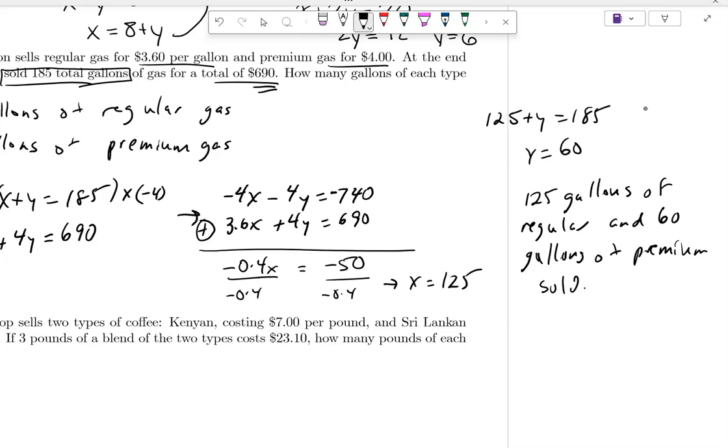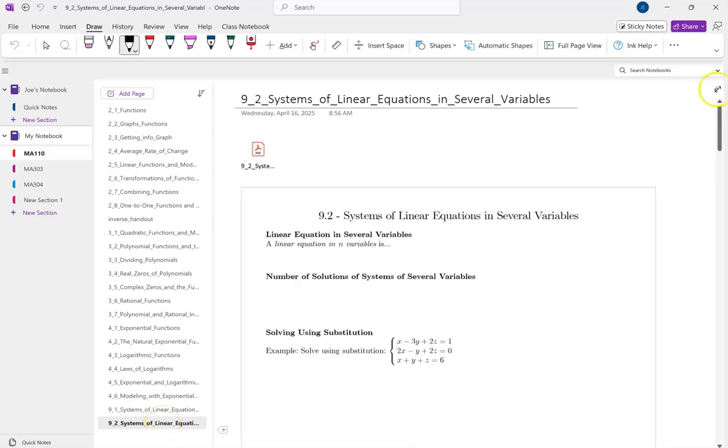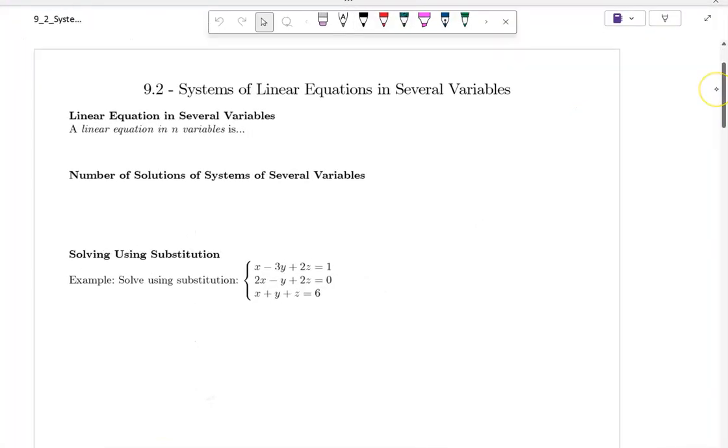This one okay? I'll leave the last one for practice. It's very, very similar to the one we just did. All right, so let's go on to new stuff. New stuff, but really same stuff.